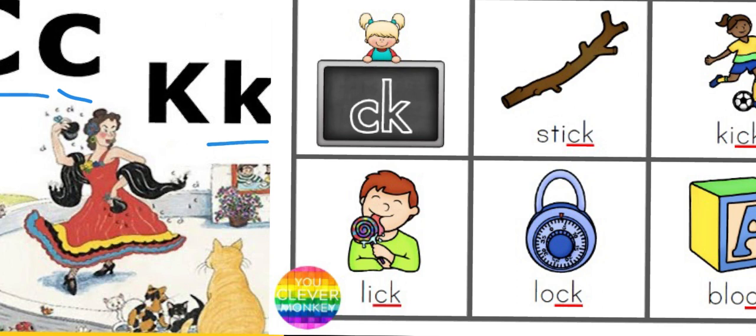C and K makes the sound k, as in stick, kick, lock, b, l, o, k, block, lick. C and K put together make the sound k.